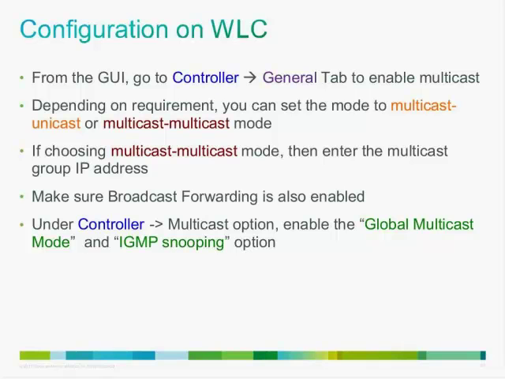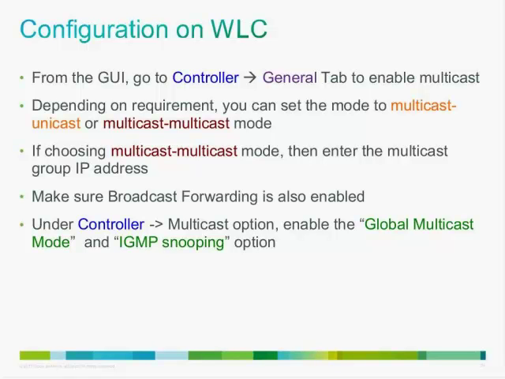The configuration is quite straightforward. It's just a few clicks and you will be all set. From the GUI, you just go to the Controller tab, and then you have the General option there, where you can enable multicast in either the Multicast-Unicast Mode or the Multicast-Multicast Mode. If we choose the Multicast-Multicast Mode, then we need to enter the multicast group IP address that we want to use on the controller, which is local to the controller and its access points.